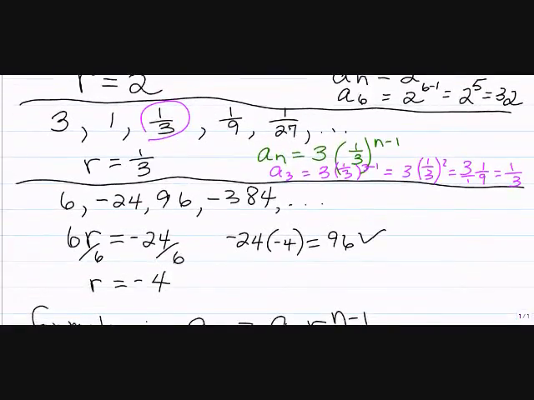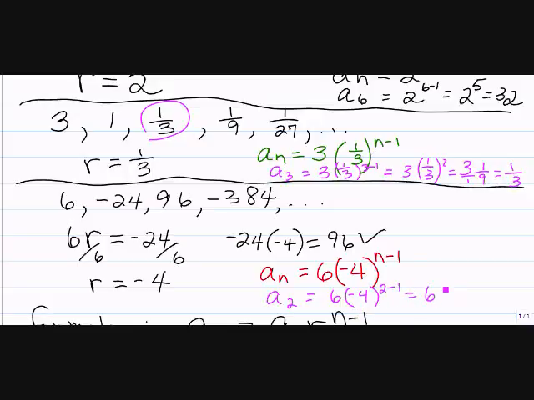And then for the last one, my formula a sub n is 6, a sub 1, times the ratio, -4, all in parentheses, to the n minus 1. So I'll verify a sub 2 should be 6 times -4 to the 2 minus 1. That's 6 times -4 to the first power. That's -24. Yeah, that's what it was.